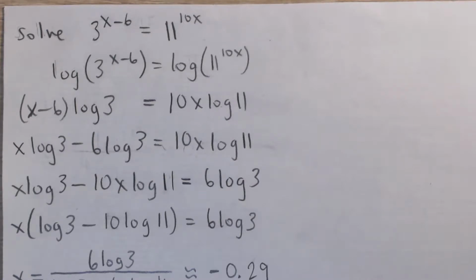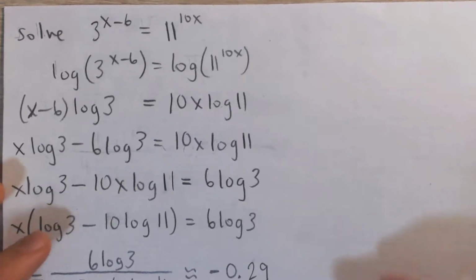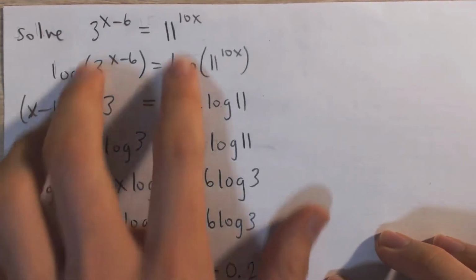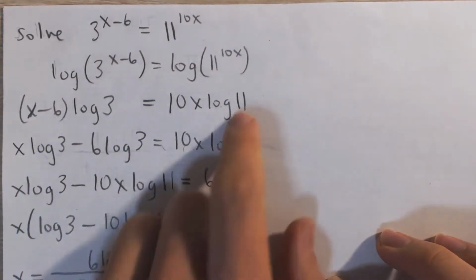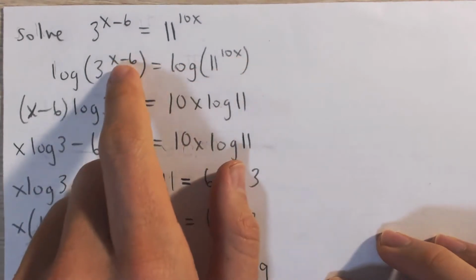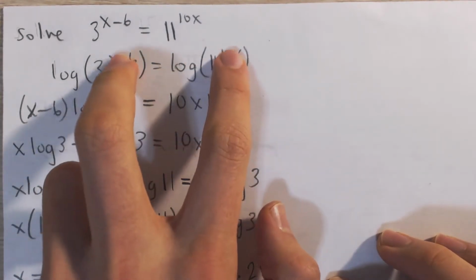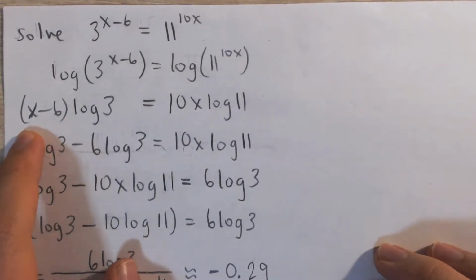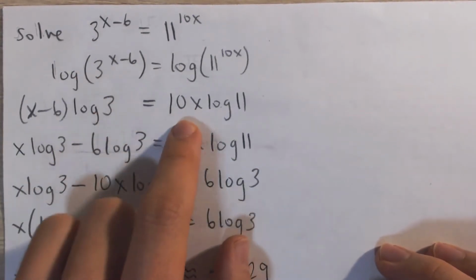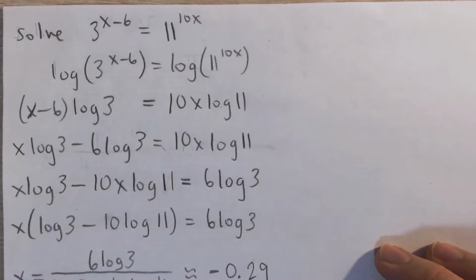So first off, take the logarithm of both sides. I just use the base 10 logarithm so my final answer will be in terms of base 10 logarithms, because then I can plug it into my calculator pretty easily. And what that allows us to do, taking the log of both sides, is use the power law of logarithms to take these powers 10x and x minus 6 out from the powers and into the front as coefficients. So here you can see I have x minus 6 multiplied by that log, 10x multiplied by that log.